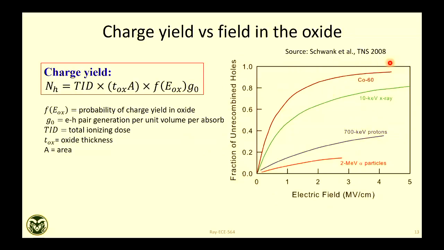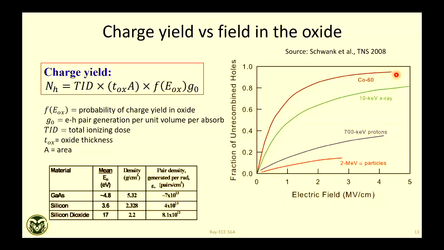This is the paper where you can find this chart. This chart says what the probability is when you expose your material to cobalt-60 gamma rays or a 10 keV X-ray source. This is just to tell you this probability factor depends on the electric field in the oxide. The higher the field, the higher the probability to create net charge. And these are your ionization constant values, the G0 values that I showed earlier. This many pairs will be created per rad.